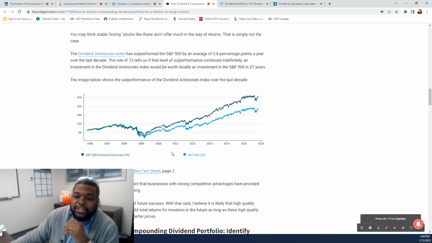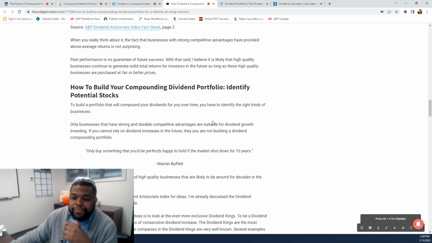And so this image shows the outperformance of the Dividend Aristocrats over the S&P 500. Now we know that just investing in the S&P 500 by itself is great because of all the growth stocks. But then this shows that Dividend Aristocrats are stable, they grow, they make a lot of money, and even in down markets like this, they pay that dividend and they grow their dividend.